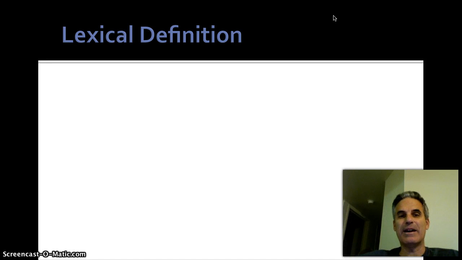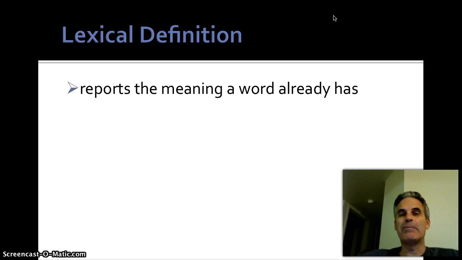The next kind is lexical definition. Millennial generation actually became a lexical definition. Every once in a while, you'll read that the Oxford English Dictionary has added a new word. That means we have a new lexical definition. Something that was once a stipulative definition has become lexical.